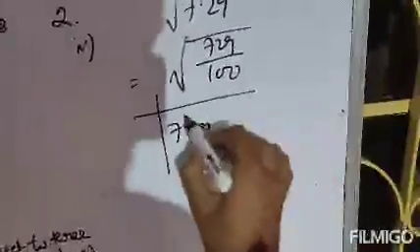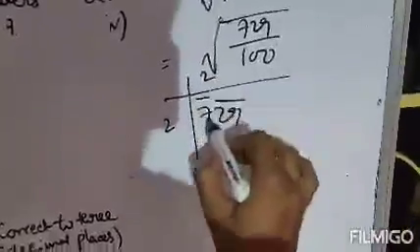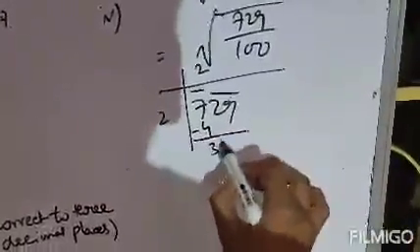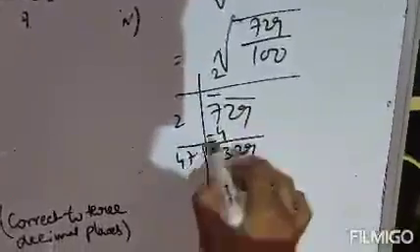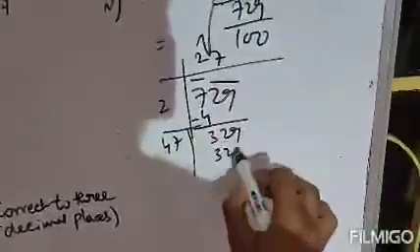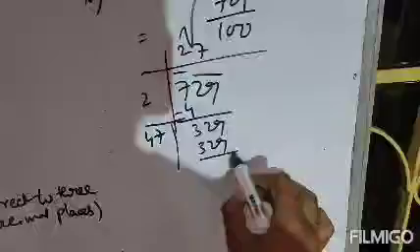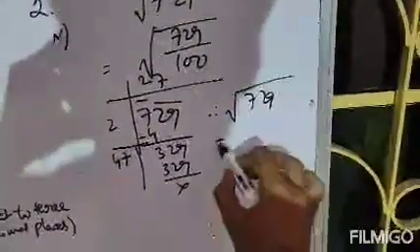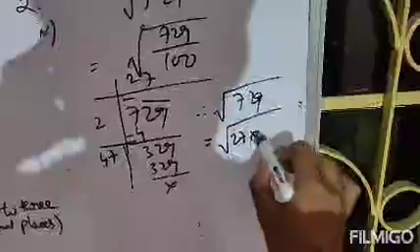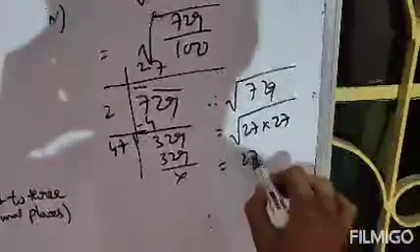So taking 2 numbers, 2 2s are 4, subtract, 3, 29 will come down. Next multiply it by 2, that is 4, 7. So it is 329. This is 7. So your answer is 27. Therefore 729 equals 27 into 27. Therefore the answer is 27. Clear?